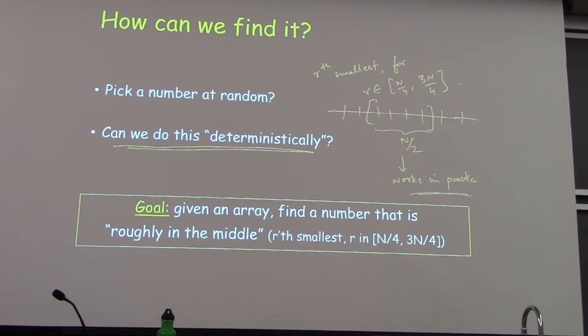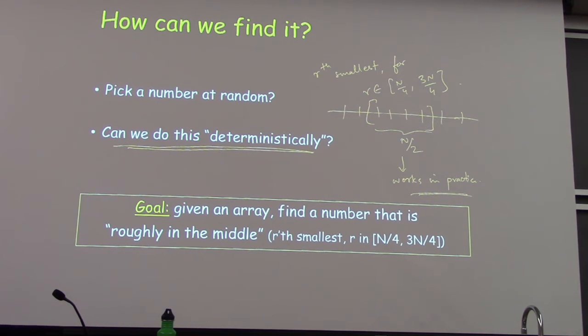Okay. So what is the goal? Our goal is exactly this. You are given an array, and you want to find a number that's roughly in the middle. The question is, how quickly can you do this? Roughly in the middle means formally it's the rth smallest, and r is in that range.